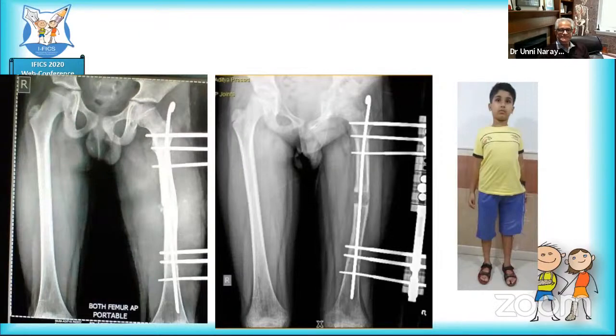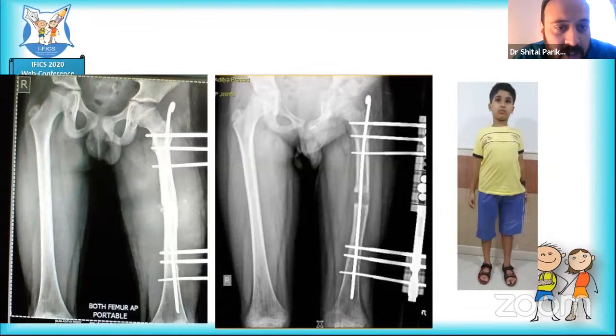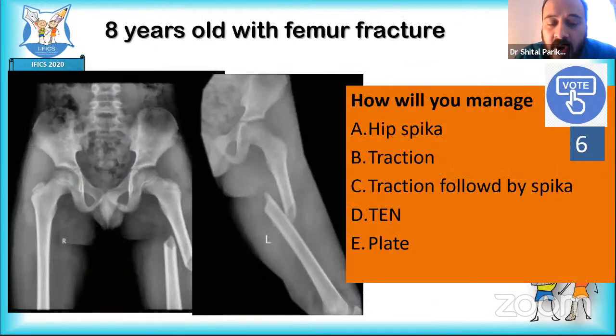So in this instance, one other thing I would add about the spica is that, based on the level of the fracture, you may have to adjust the position of the leg in a spica. The proximal fragments tend to flex and externally rotate, so the position of the leg should match where the proximal fragment is.